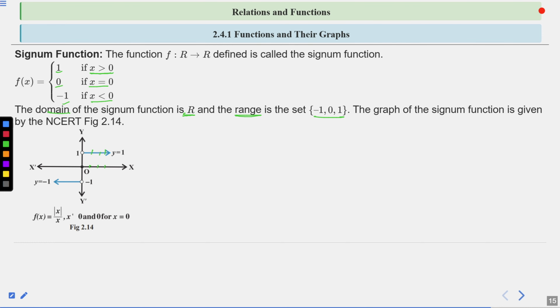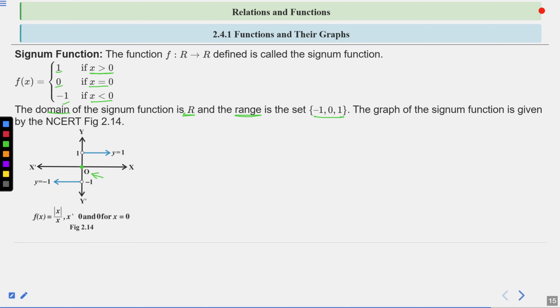Clear? Now for 0 we are getting 0. So for 0, 0. If you are drawing this graph for the Signum function, you have to explicitly show, by making a bold point at the origin, that this is also in our graph. What this shows is that (0, 0) is also in the function. Clear?